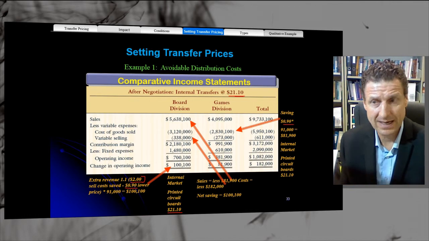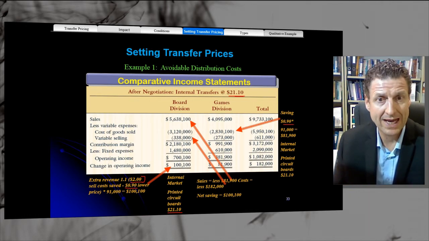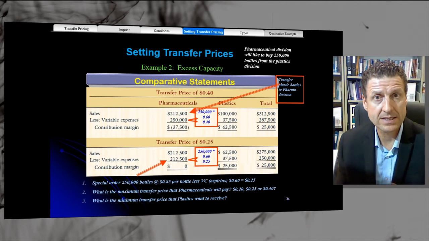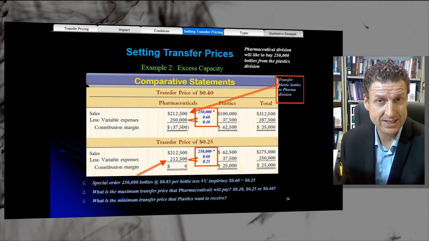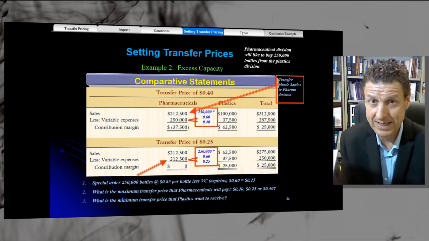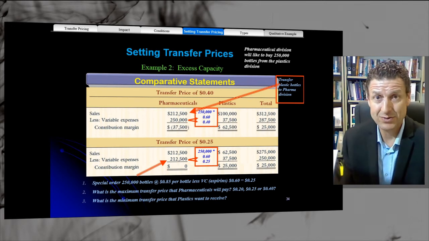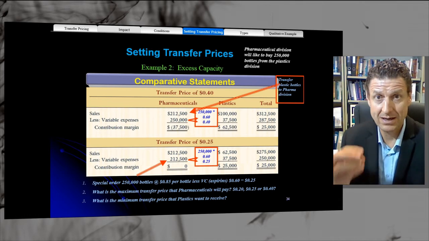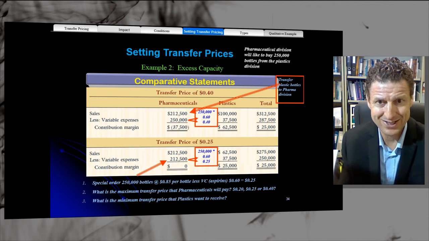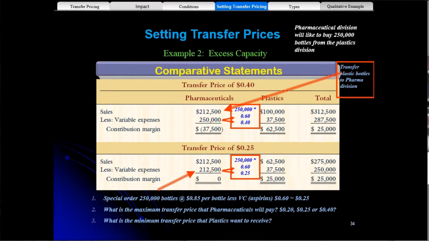In the next example, we're going to look at excess capacity. What if we have excess capacity? The previous example said we didn't have excess capacity. So the actual minimum transfer price is the variable cost plus lost contribution margin. That was $12 plus the $8. Now we have excess capacity.